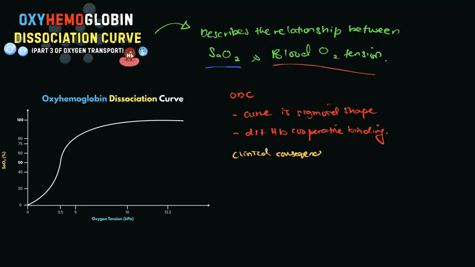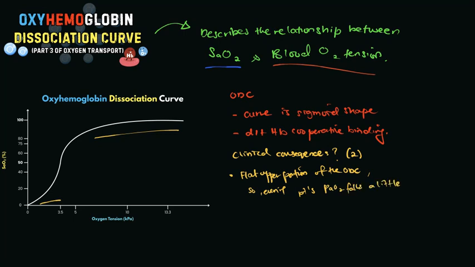Let's talk about the clinical consequences of the oxyhemoglobin dissociation curve having this sigmoid shape. You can see the consequences from the curve having this steep portion and this flat plateau portion. So what happens at the upper portion of the oxygen hemoglobin dissociation curve?